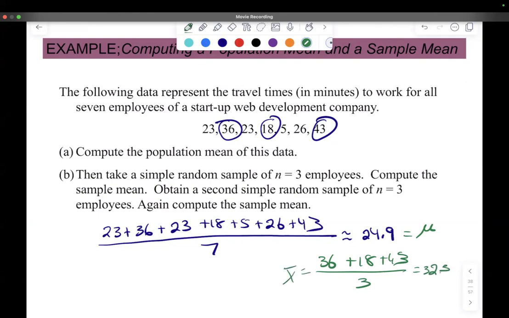That 3 is really ugly. So it says to do it again.